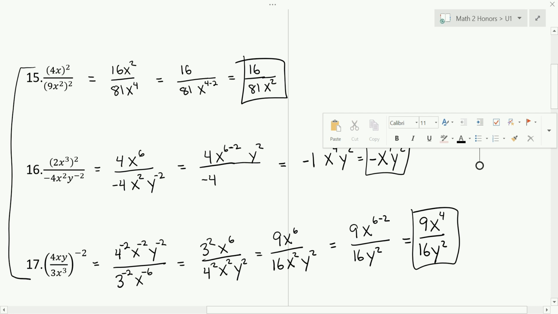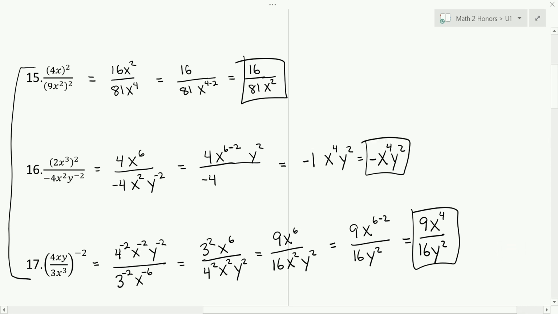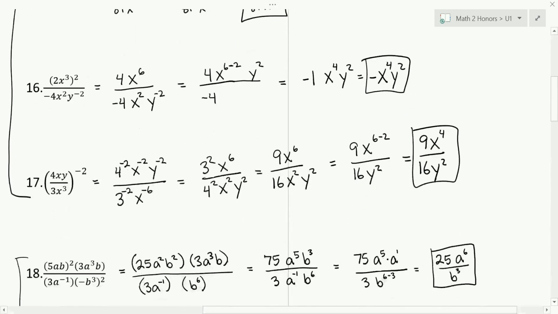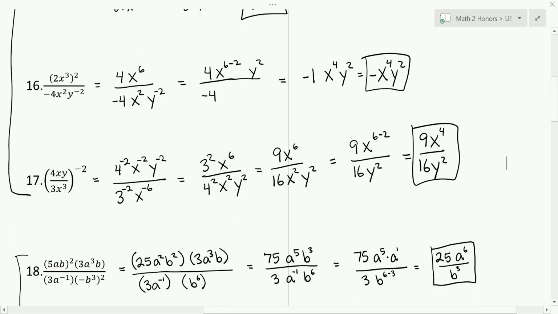18, right? Aiden, what'd you get? 18. 25a. Did you have a to the 6 or just a? A to the 6 over b to the third? Perfect.